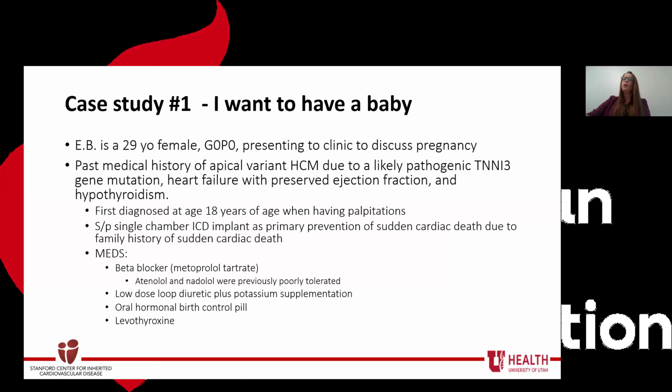So we're going to go over two case studies. The first one I'm going to present is more about the preconception counseling, and then the one that Heidi is going to present is about care throughout the whole state of pregnancy and the delivery process.